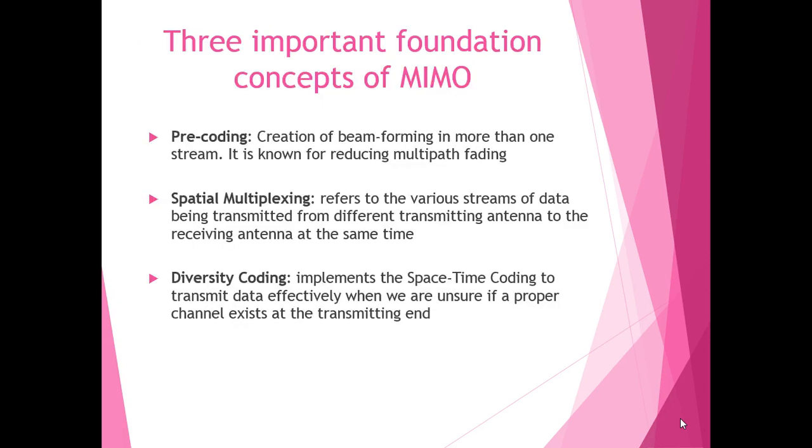MIMO concepts are based on three main factors, namely pre-coding, that is concerned with the creation of beam formation in more than one stream. It is also known for reduction of the multipath fading. Beam formation will be explained in the later slides. Secondly, we have spatial multiplexing that refers to the various streams of data being transmitted from different transmitting antennas to the receivers at the same time. Finally, we have diversity coding, which implements the space-time coding to transmit data effectively when we are unsure if a proper channel exists at the transmitting end or not.